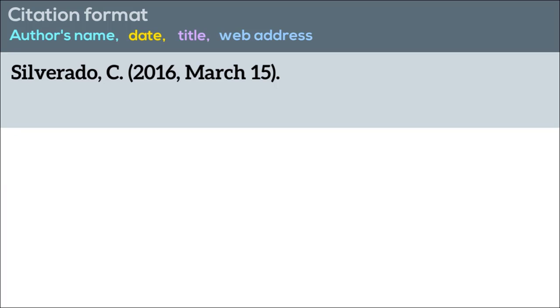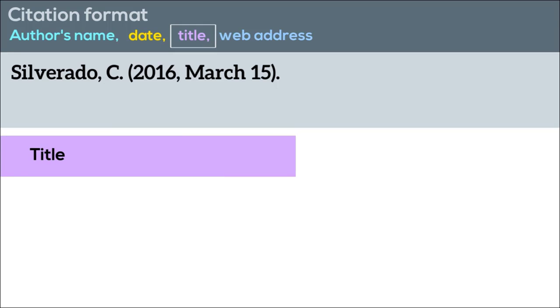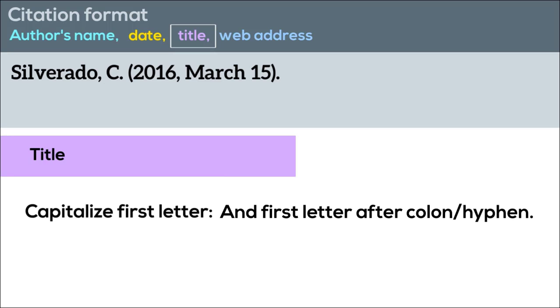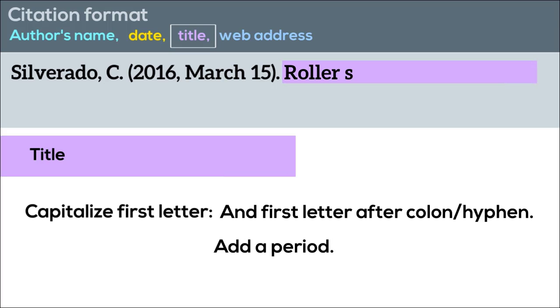Now add the title of the website or page. Capitalize the first letter of the first word and the first letter of the first word that follows a colon or hyphen, and add a period. For example, roller skating through life, period.